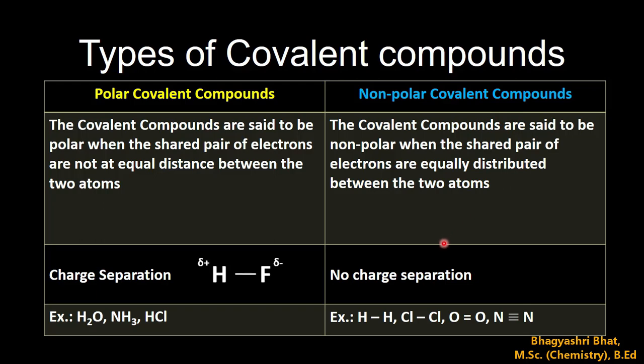So in these covalent compounds, the shared pair of electrons are equally shared between 2 atoms. When the shared pair of electrons are equally shared between 2 atoms, there is no charge separation. Such covalent compounds are known as non-polar covalent compounds. Or we can define non-polar covalent compounds in one more way. If a covalent bond is between 2 similar atoms, or it may be dissimilar atoms which have little or zero electronegativity difference, then the resulting compound is known as a non-polar covalent compound. So that is the meaning of non-polar covalent compound.